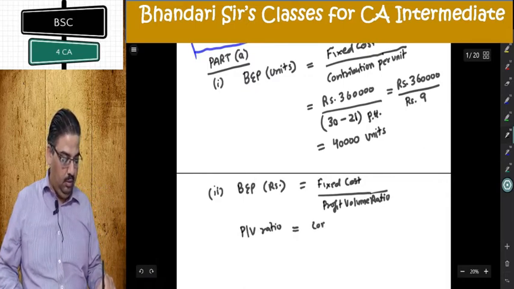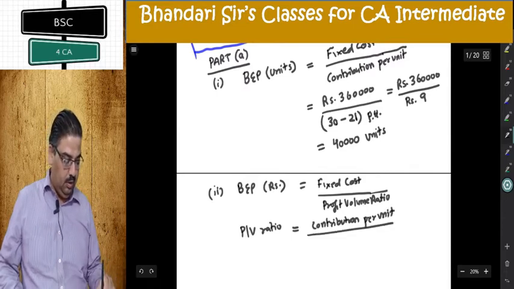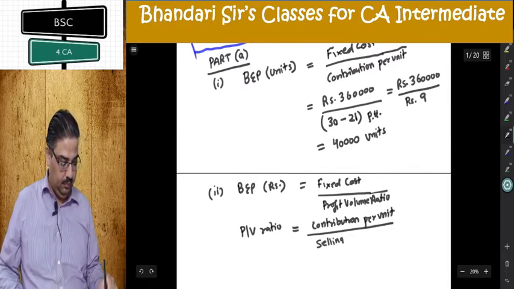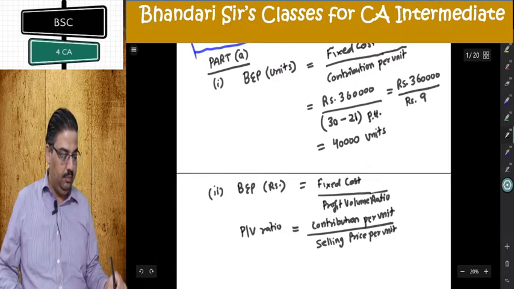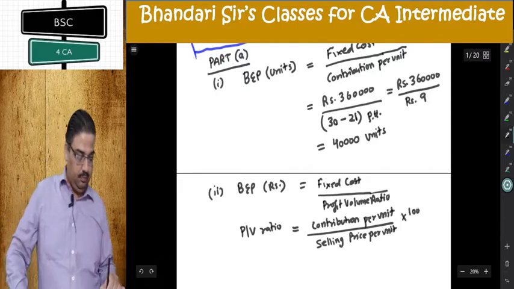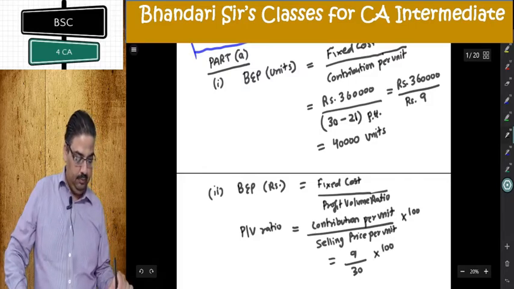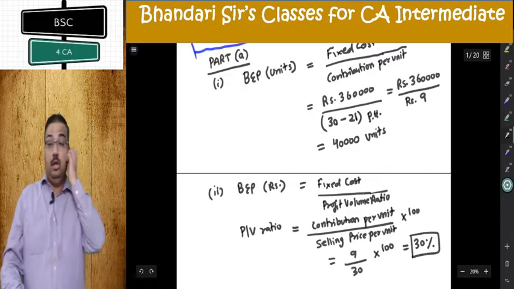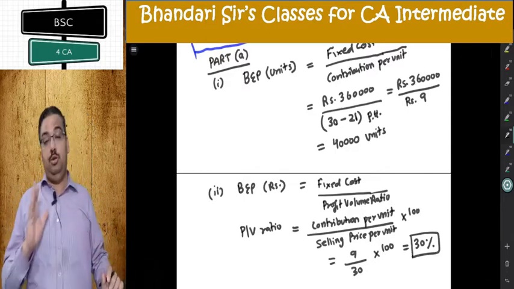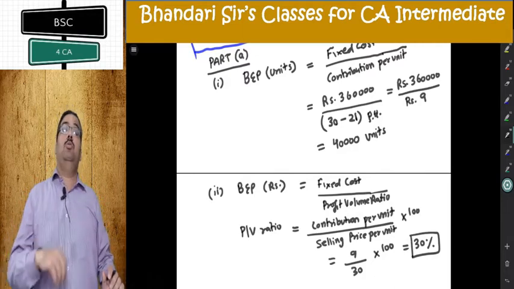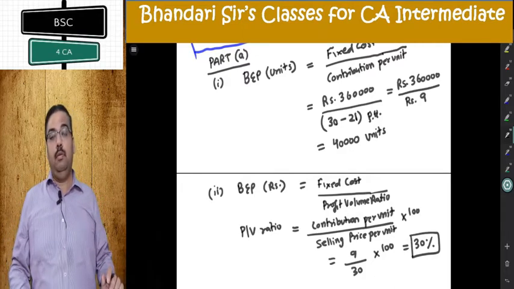One of the formulas: contribution per unit divided by selling price per unit into 100. That is 9 divided by 30 into 100. This is 30%. 30% is my profit volume ratio. On every 100 rupees, there is a contribution of 30 rupees. That is being told here.